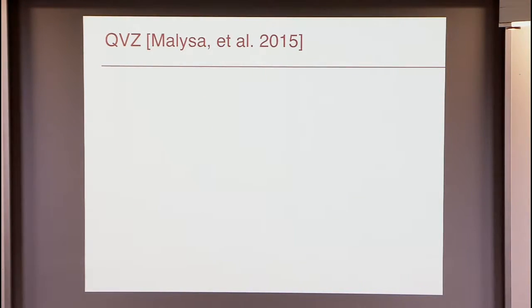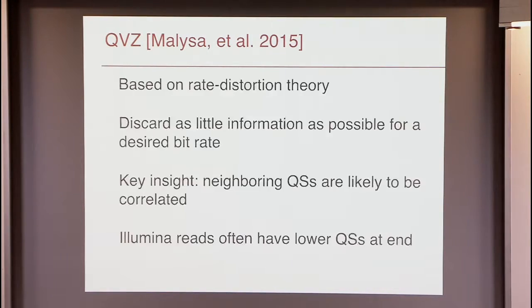There's also QVZ from Malcia et al. Two of the co-authors on this paper are also here, so I'm again talking about somebody else's work who's present. Here the key insight was the realization also that neighboring quality scores are likely to be correlated. Not necessarily similar, but correlated. The work is based on rate distortion theory. The idea is to discard as little information as possible for a desired bit rate.